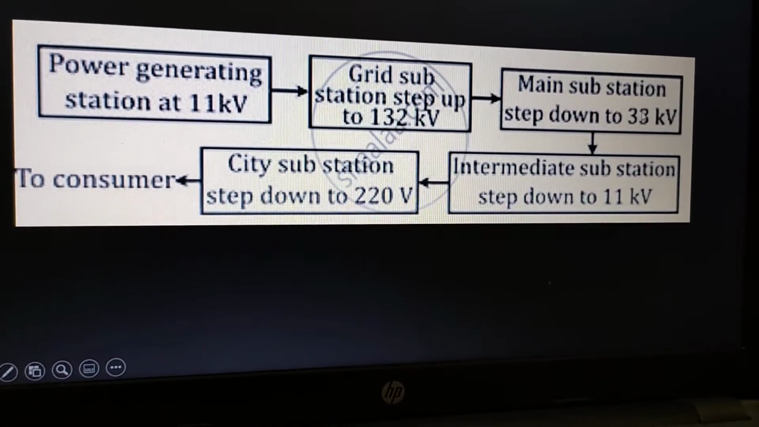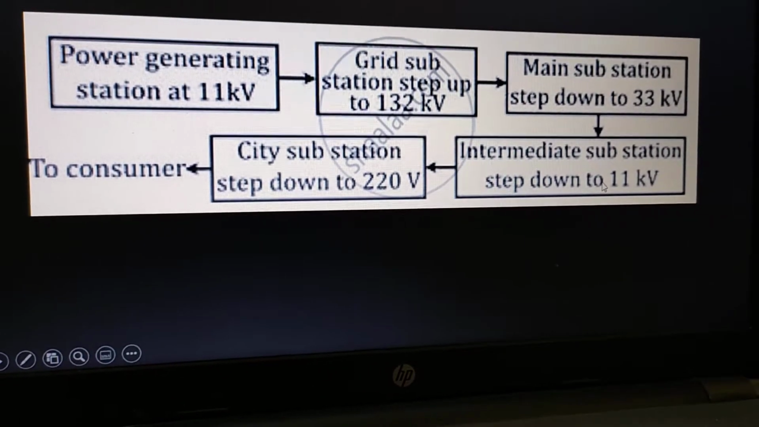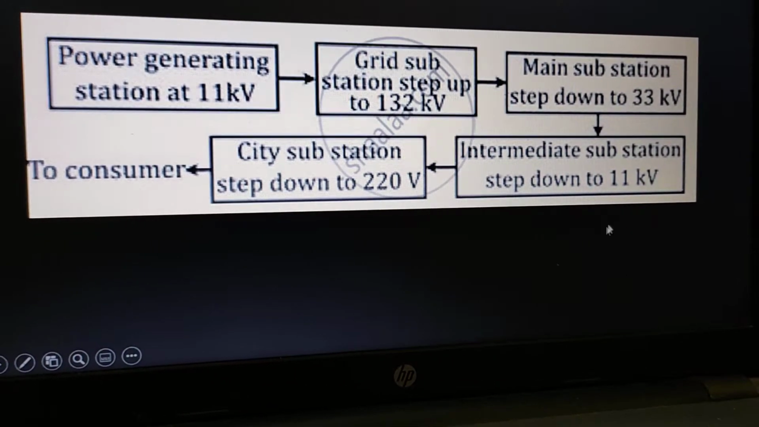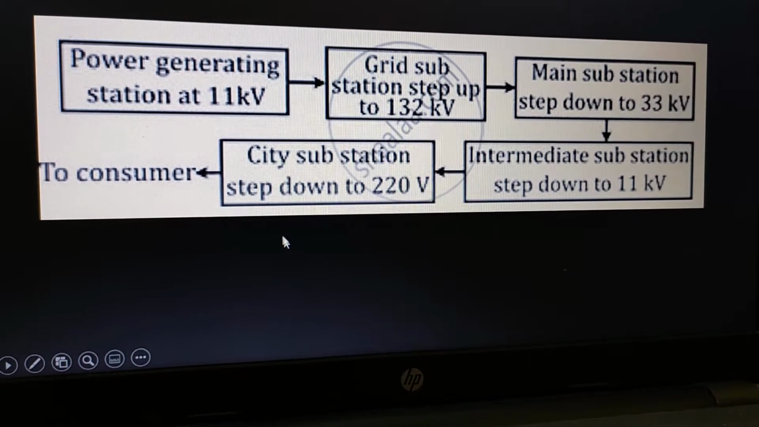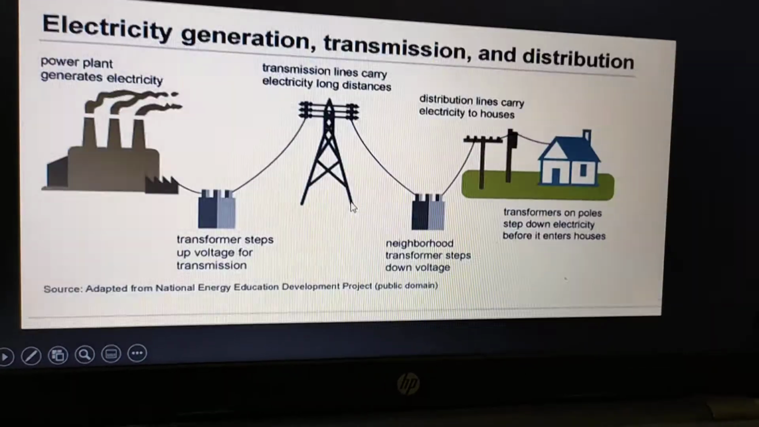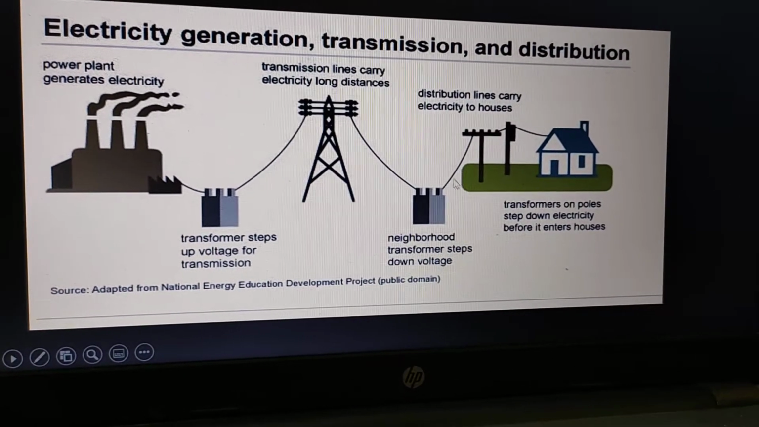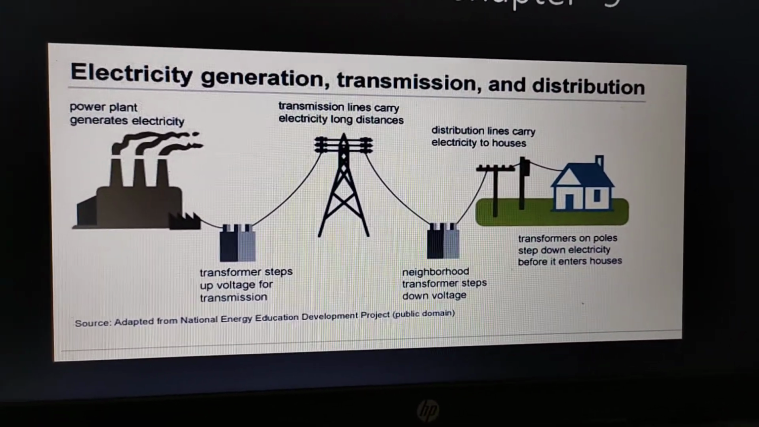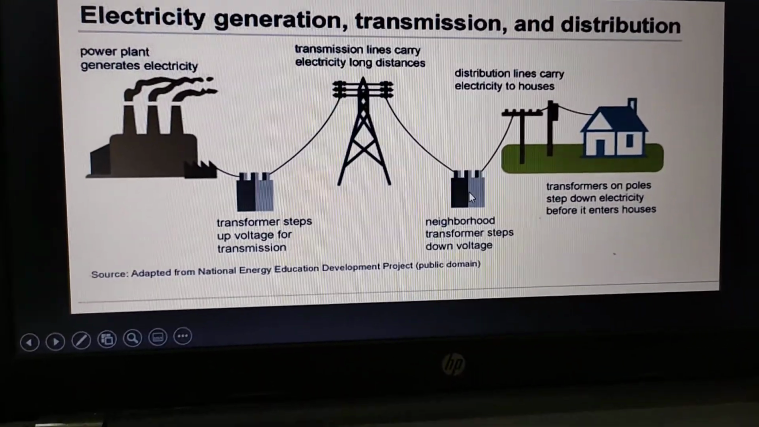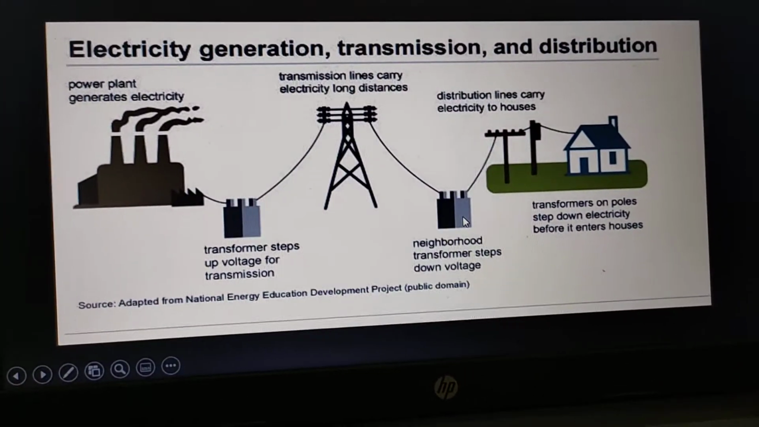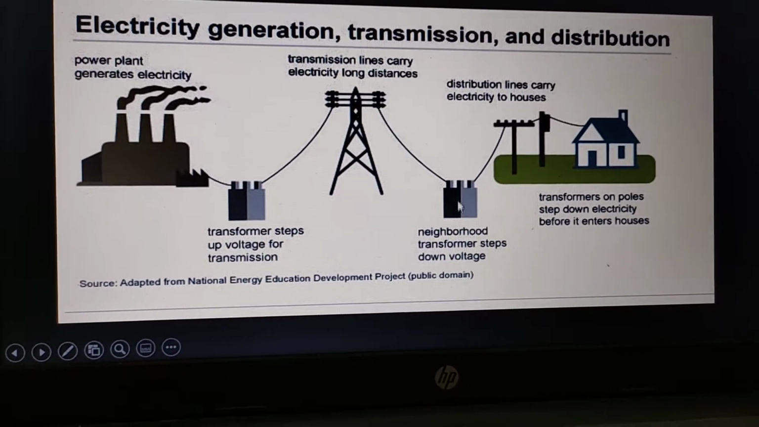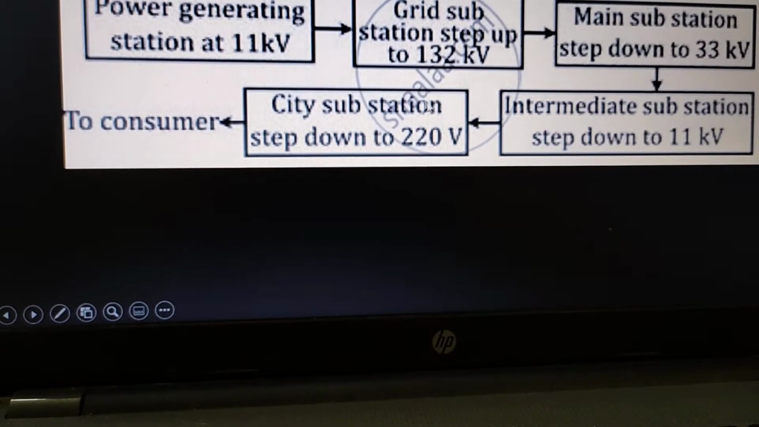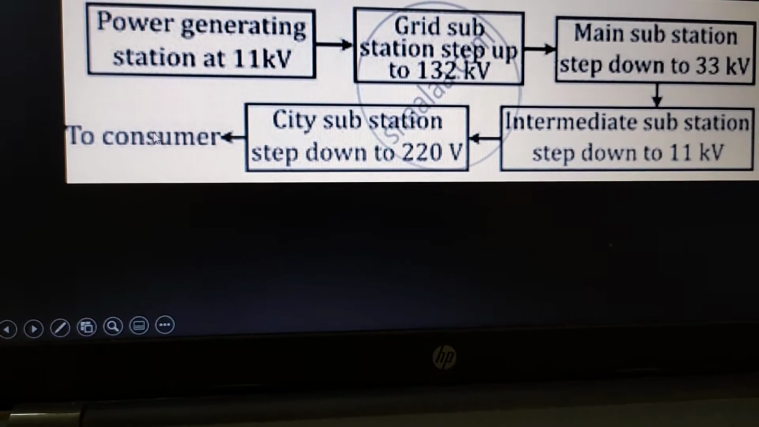Now from this 33 kilovolt it is coming to the intermediate substation. Again, in the intermediate substation it is converted from 33 kilovolt to 11 kilovolt. Now in our locality, the city substation, which is like your neighborhood transformer, the city substation provides us from kilovolt range to volt range. Next slide. So from kilovolt range to volt range it is coming, and then it is coming to the consumer.